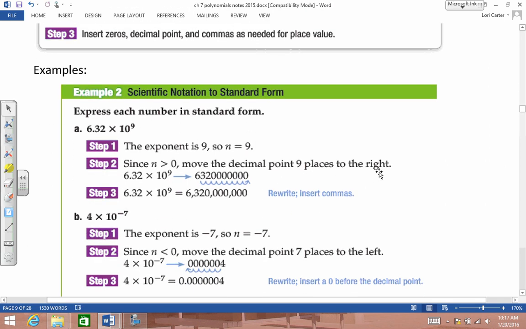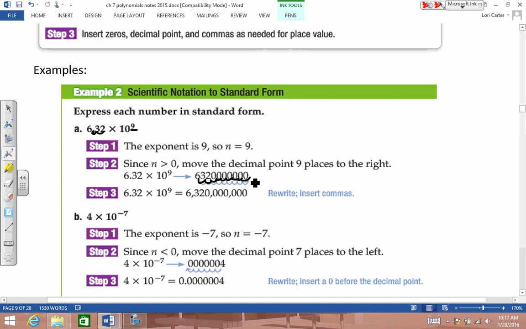Scientific notation to standard. If I have a +9, does that tell you it's going to be a big or a little number? Big. A big number. 6.32. So what do I have to do here? Move it 9 places to the right. So you just go 9 places to the right. 1, 2. Then add all your numbers. There's going to be 7 left, right? 3, 4, 5, 6, 7, 8, 9.